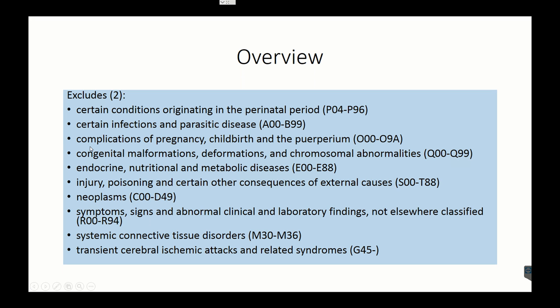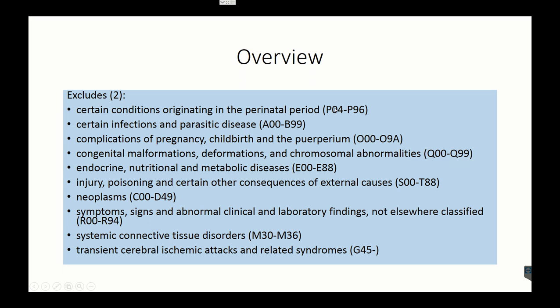parasitic diseases, complications of pregnancy, childbirth, and the puerperium, congenital malformations, deformations, and chromosomal abnormalities, endocrine, nutritional, and metabolic diseases, injury, poisoning, and certain other consequences of external causes, neoplasms, symptoms, signs, and abnormal clinical and laboratory findings not elsewhere classified, systemic connective tissue disorders, and transient cerebral ischemic attacks and related syndromes.